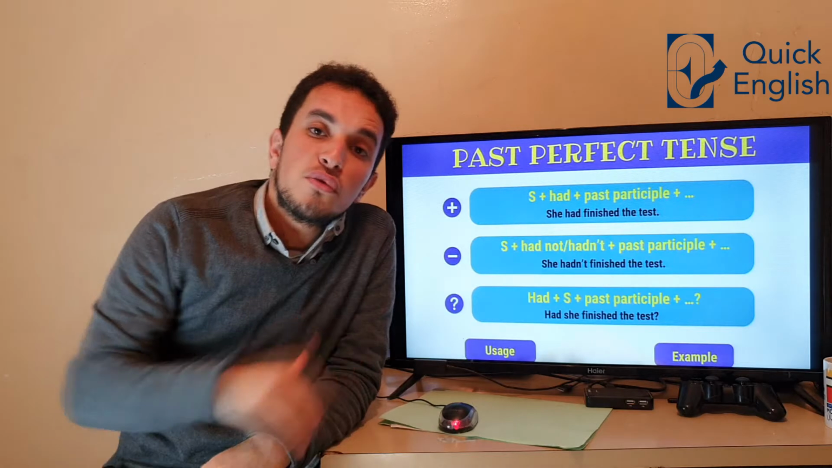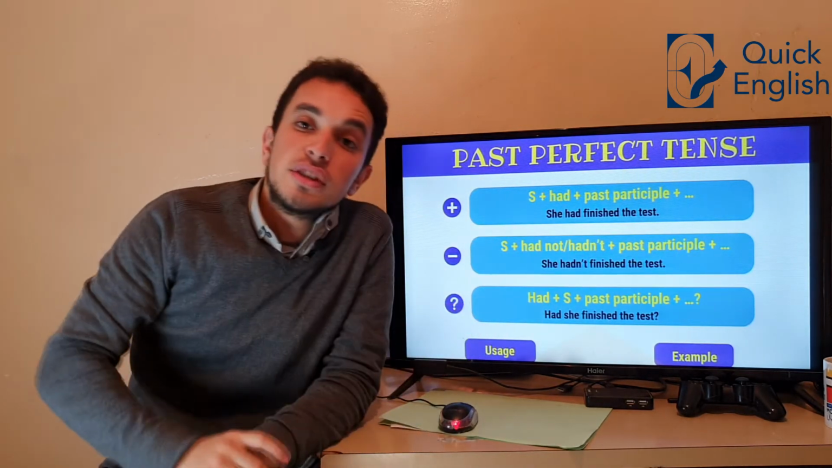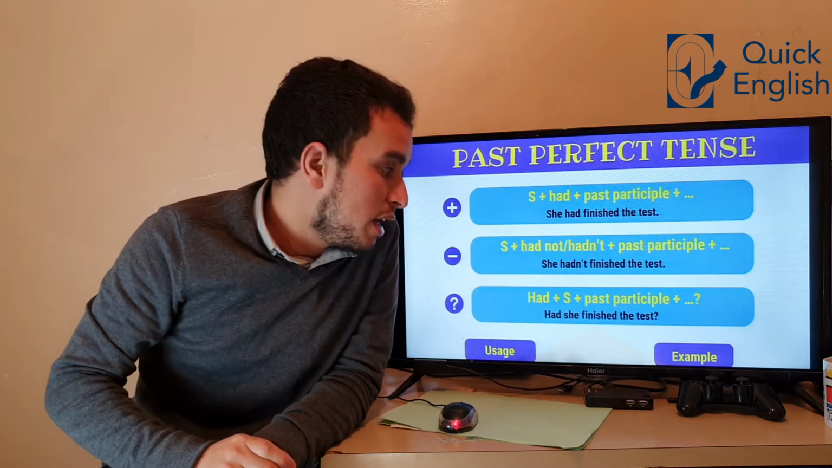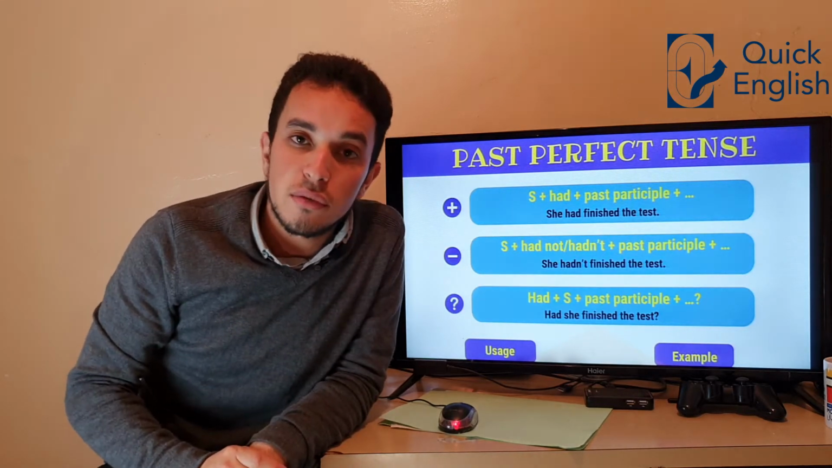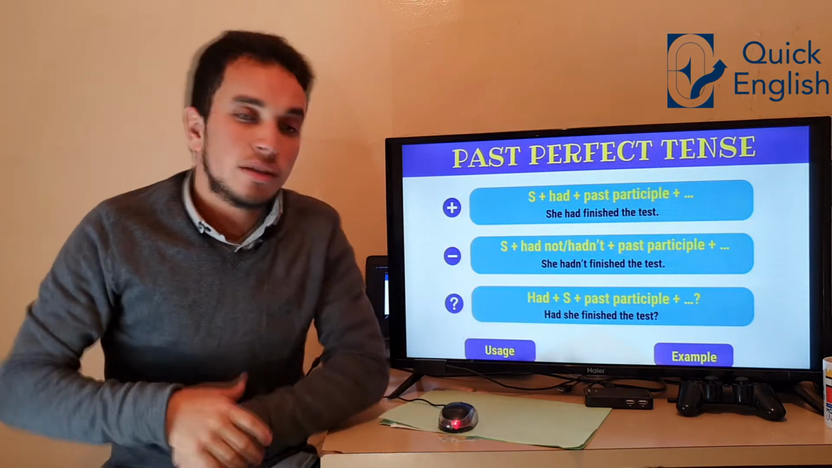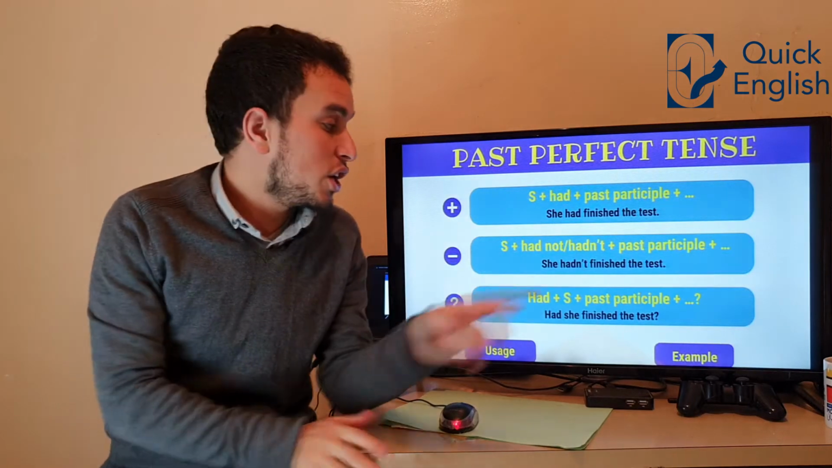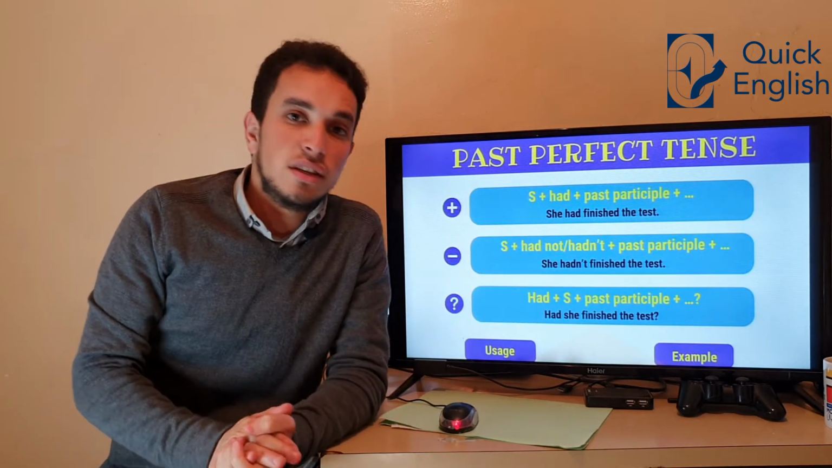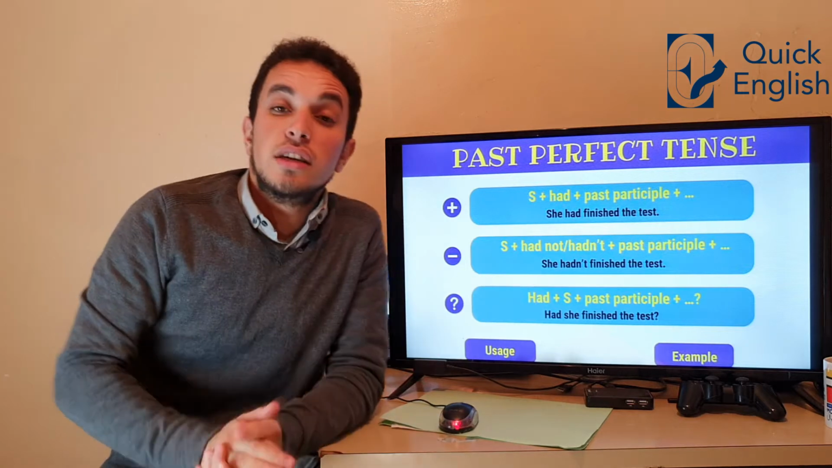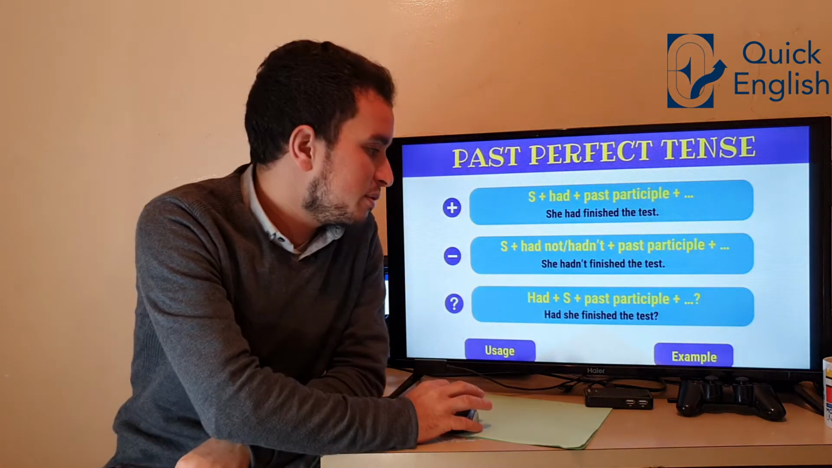Very simple. Now for the question, it's very simple. We have to put had first, then the subject, and then the past participle of the verb that we have in the sentence. So you have: had she finished the test. The sentence in the positive is she had finished the test. Negative: she hadn't finished the test. And in the interrogative: had she finished the test. Very simple. All right, let's move on.